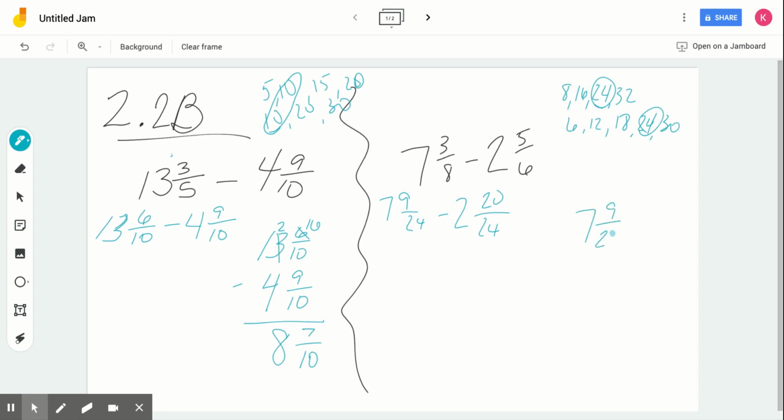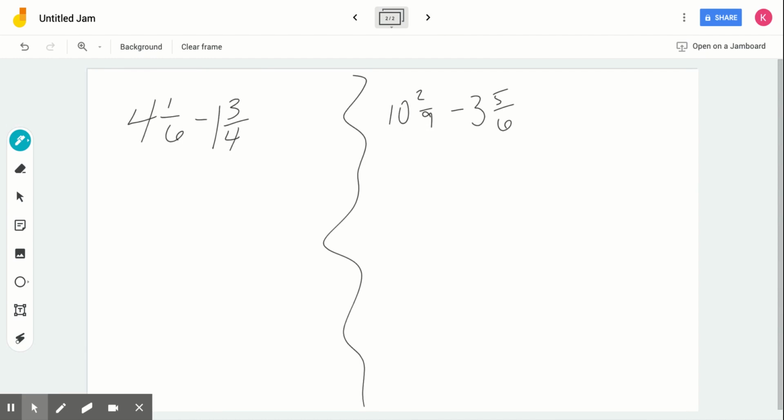So we're going to rewrite the problem so we can borrow from the 7 and it becomes a 6. Adding a whole group here. So 24 plus 9 is 33. So 33 24ths minus 20 24ths. 33 minus 20 is 13 24ths. 6 take away 2 is 4. So here we have 4 and 13 24ths.